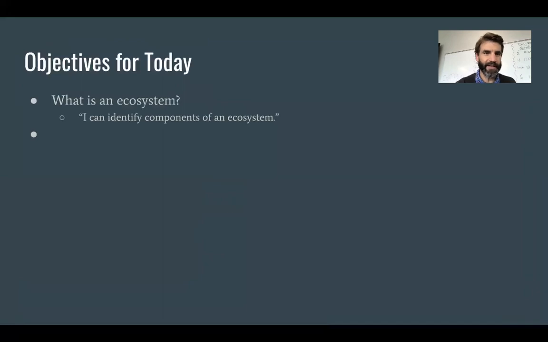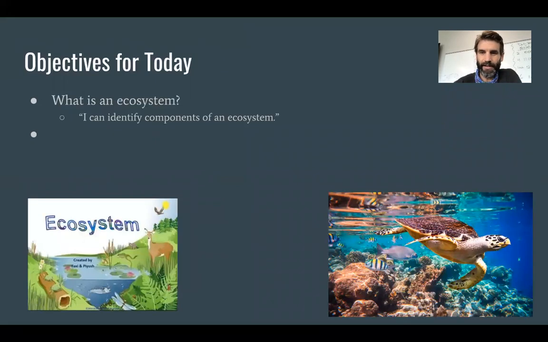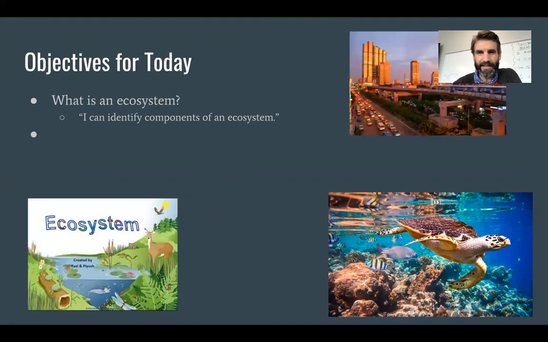So the objective for the day is, what is an ecosystem? And the I can statement is, students will be able to identify different components of an ecosystem. And sometimes to understand what something is, a picture can be really helpful. Here's a picture of an ecosystem. There's another picture of an ecosystem. And even this city is an ecosystem. And we're going to learn more about why all of these things represent ecosystems.